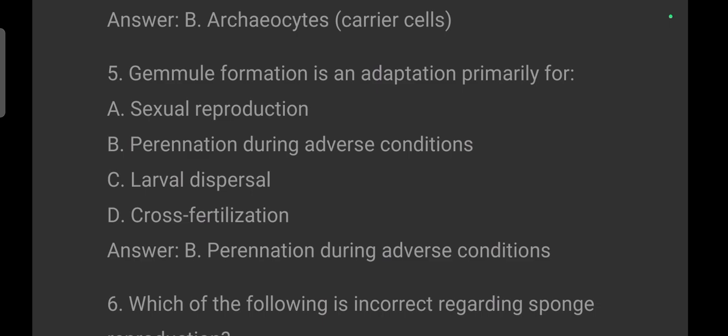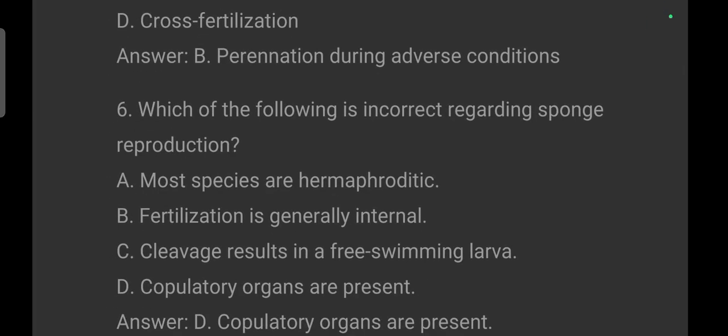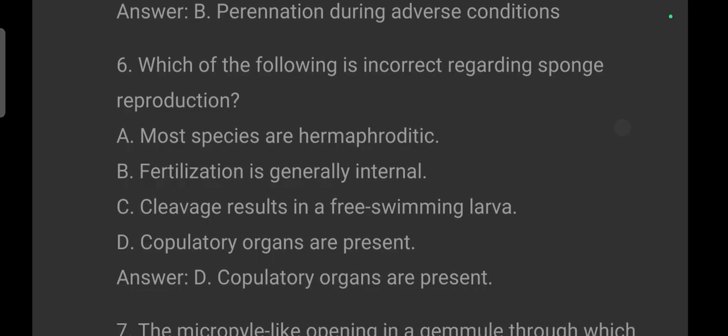Which of the following is incorrect regarding sponge reproduction? Most species are hermaphrodite. Fertilization is generally internal. Cleavage results in a free swimming larva. Copulatory organs are present. Answer is copulatory organs are present.